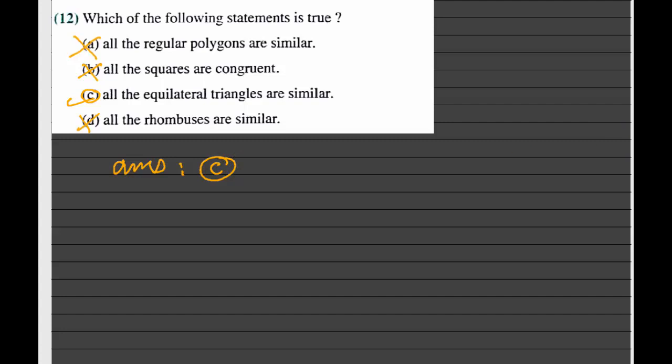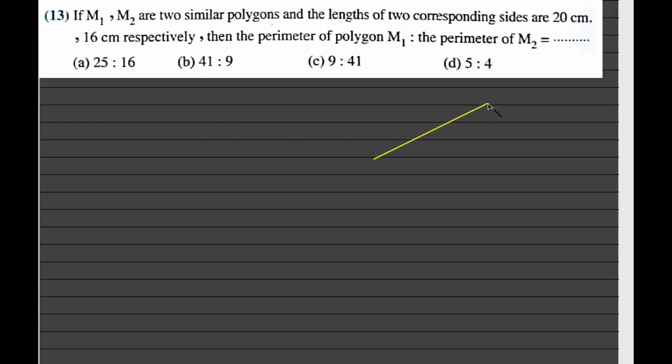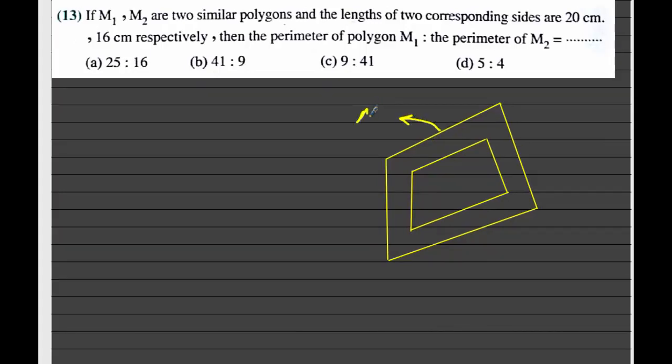Question number 13. If M1 and M2 are similar polygons, and the lengths of the corresponding sides are 20 and 16 centimeters respectively, then the perimeter of polygon M1 to the perimeter of polygon M2 equals one of these. We know the rule that if we have two similar polygons like this, I'll draw two similar polygons, and they are similar and not congruent. Here we have M1 and the other is M2.